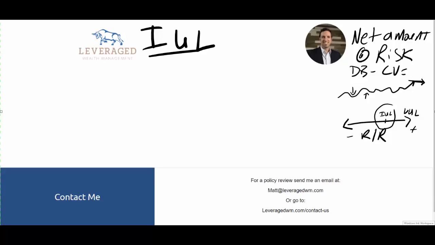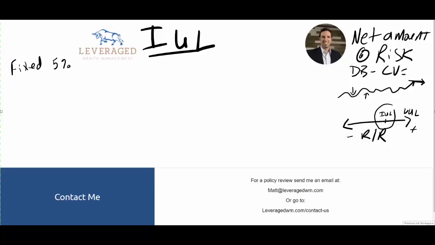So how does it give us the second most upside potential, but yet how is it not as risky as the variable universal life insurance policy? Well, it's actually pretty easy, and it's a really cool feature of the indexed universal life insurance contract. All these policies have fixed accounts. So let's say that the fixed account on this indexed universal life policy is 5%.